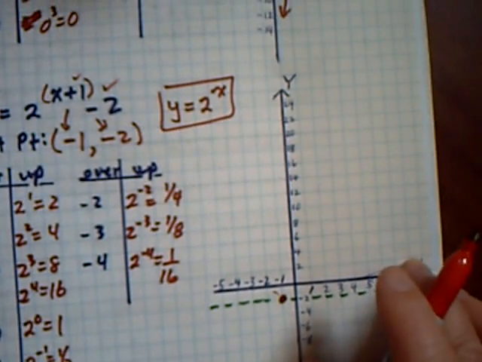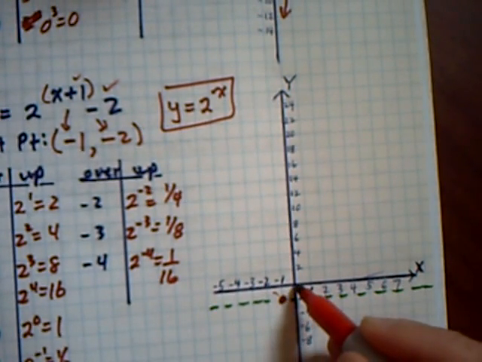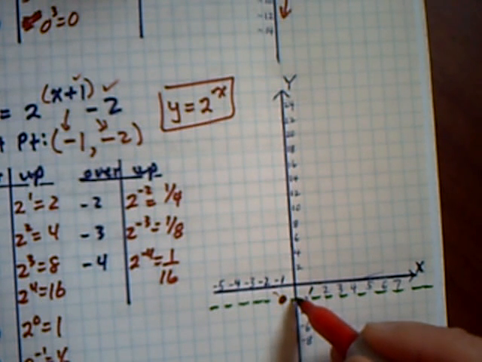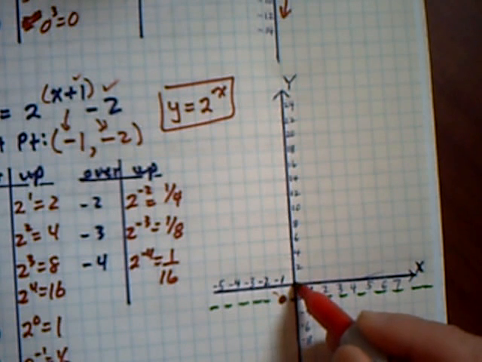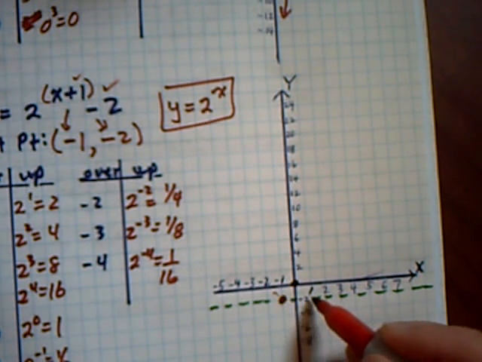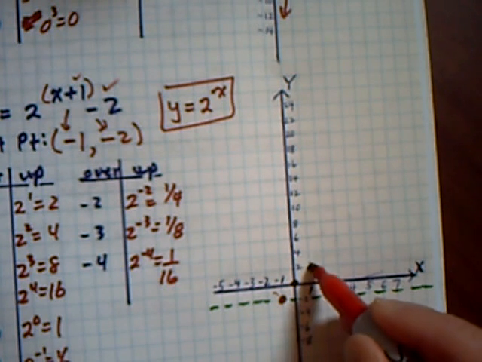So let's see how this works. Remember, we are now not starting at 0, 0. We are now having a new starting point. So from here, if I go over 1, I'm going to go up 2. If I go over 2, I'm going to go up 4, 2, 4.